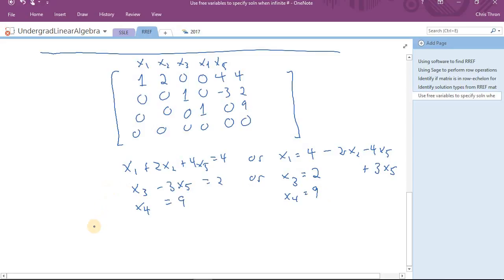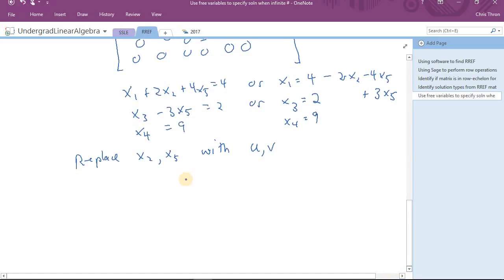All right? So I'm going to replace my free variables with other variables. My free variables are x2 and x5. And I could use y and z. Let's just use something else. I'll say u and v. That's fine. Those are called parameters. So I'm going to have equations for x1, x2, x3, x4, and x5. And I'm just going to write it this way.